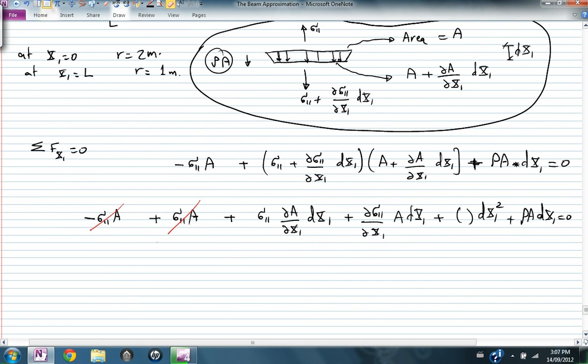This will cancel this. dx1 will cancel dx1, will cancel the 2, and I can actually remove this because it is very small compared to the other terms, since it has 2 of them, dx1 squared. So I'm going to be left with partial sigma on 1 by partial x1 a plus partial a by partial x1 sigma on 1 plus rho a is equal to 0. And this is the differential equation of equilibrium that I'm trying to solve.